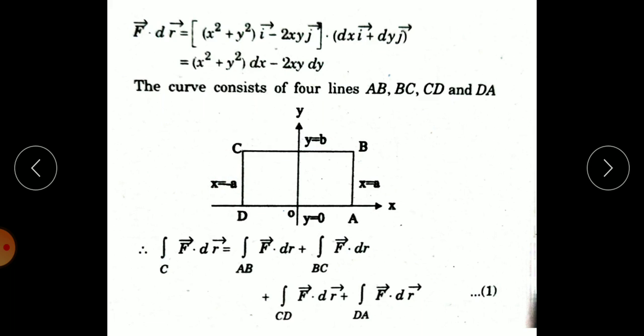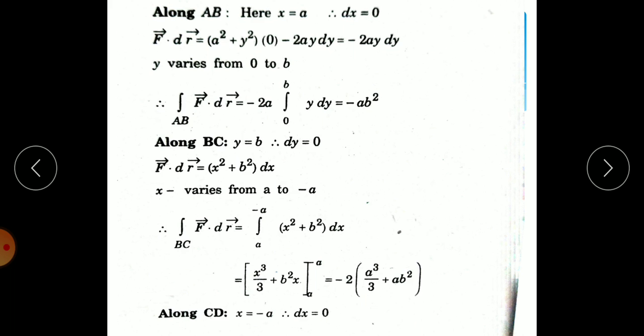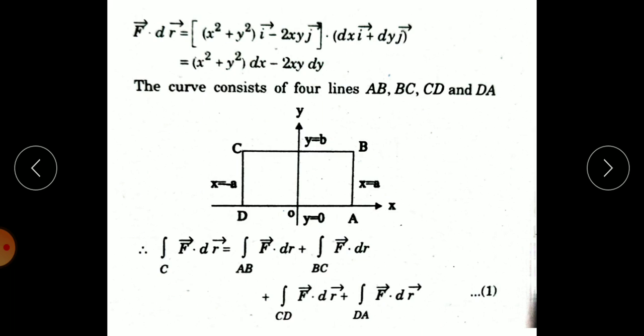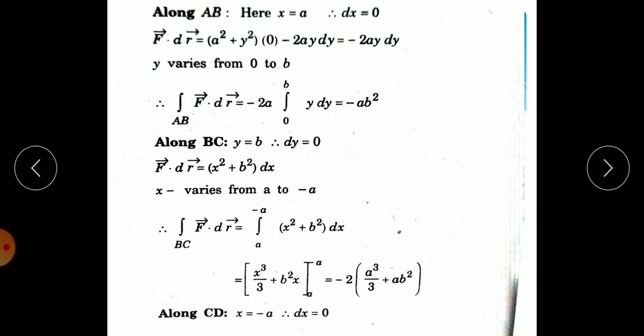Now the integral over C of F vector dot dr is equal to the integral over AB plus BC plus CD plus DA. We are splitting into 4 integrals. Okay. So first we are seeing along AB. Along AB, x is equal to a, so dx is equal to 0, if we differentiate. So F dot dr equal to, putting x equal to a, 0 minus 2a dy. So we get the answer as minus 2a dy.